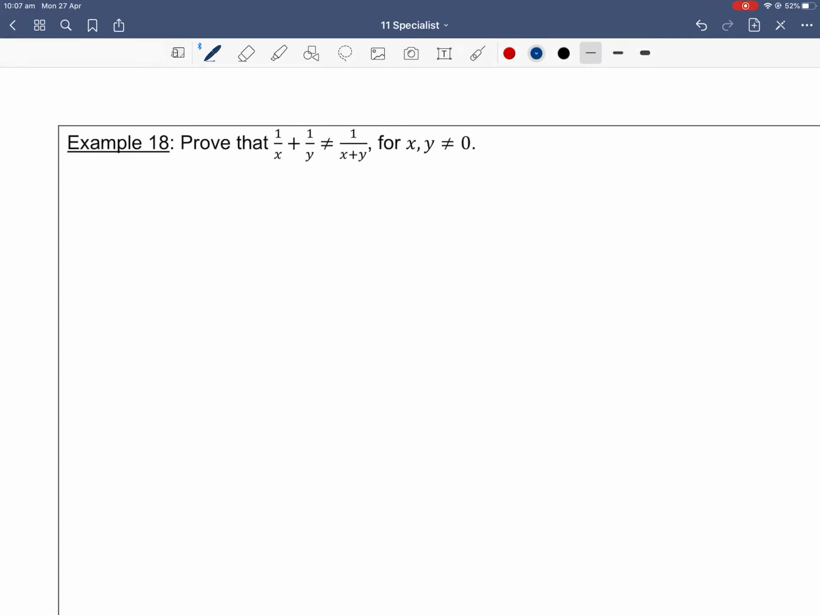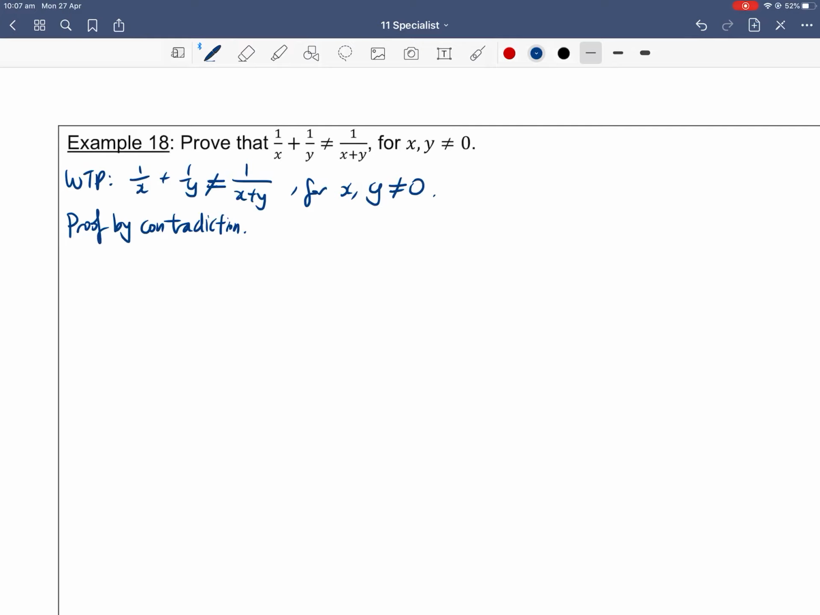So example 18 says, show or prove that 1 over x plus 1 over y does not equal 1 over x plus y for x and y values in the reals which are not equal to 0. Okay, so write down what you want to prove. We want to prove that 1 on x plus 1 on y does not equal 1 over x plus y for non-zero values of x and y. So we're going to use proof by contradiction.